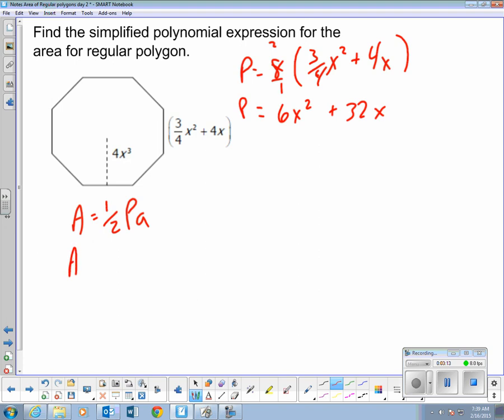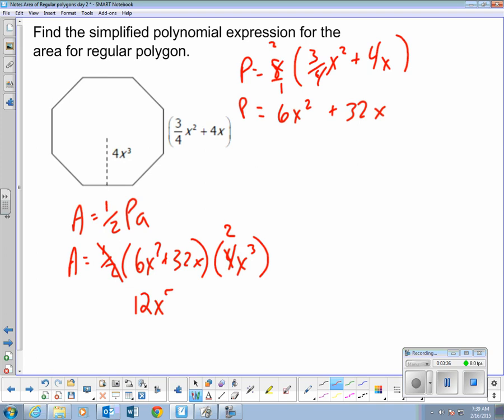So area is equal to 1/2. My perimeter is 6x squared plus 32x times my apothem, which is 4x to the 3rd power. Again, what would be the easiest to take the half of? I think it'd be easiest to take half of the 4x to the 3rd power, which becomes a 2x to the 3rd power. And so then we have to distribute that. It becomes 12x to the 5th plus 64x to the 4th. And again, this is the polynomial that represents the area of this figure.